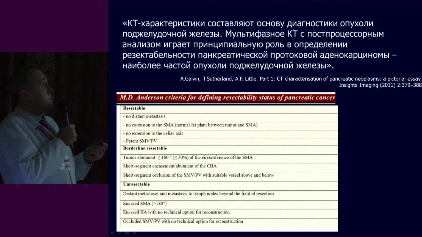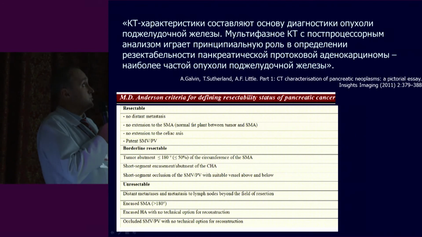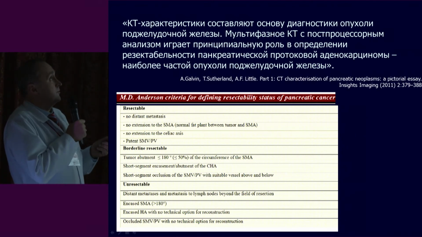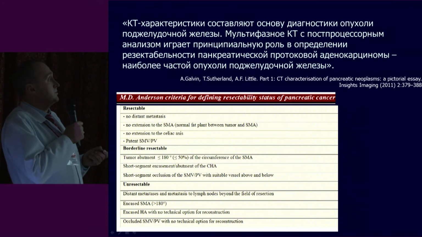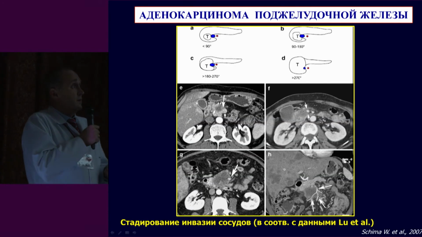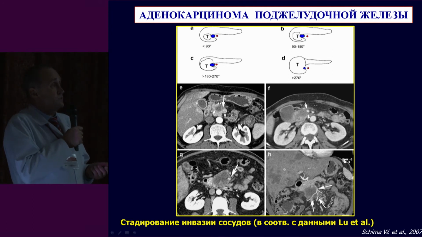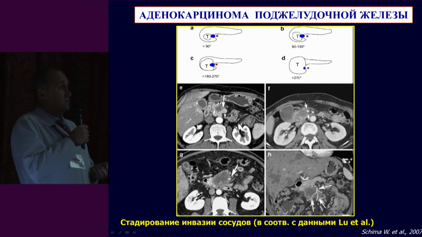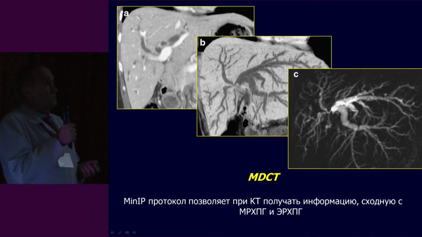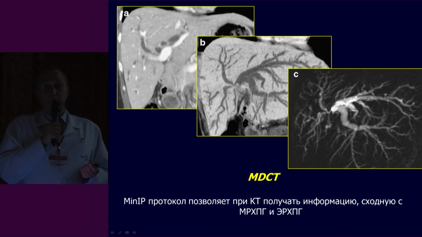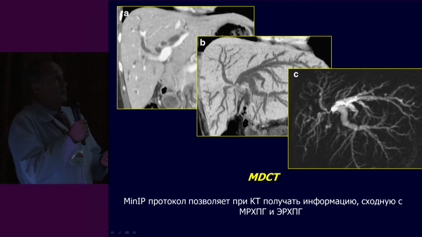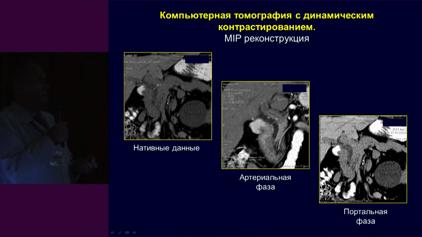CT characteristics make the basis of the tumor diagnostics, as well as detecting the resectability of the adenocarcinoma. And this is really so because the thickness of the slices and isotropic scanning allows us very good resolution, which gives very good diagnostic information. This is CT, MDCT, which allows us, after the post-processing, to detect the condition of the liver ducts.